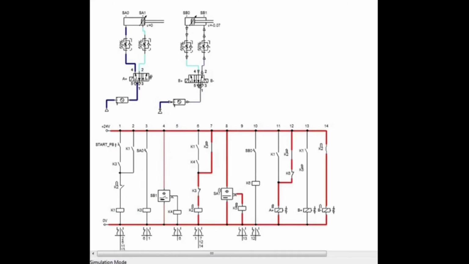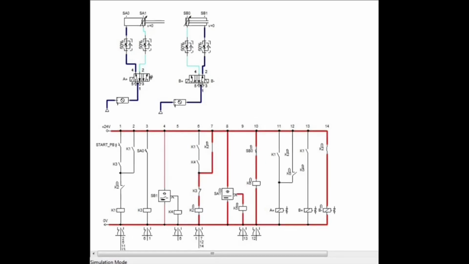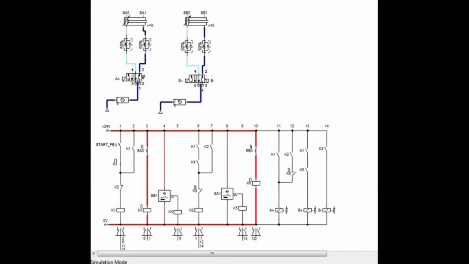K2 will deactivate K1 and stop the current flow to the solenoid valve B plus. K2 will allow current to the solenoid valve B minus. B minus at the 5 to 2 way valve will actuate and allow airflow to retract the cylinder. K4 is deactivated. When cylinder B is fully retracted, SB0 is on and activates K6. K6 will cut the current flow to the solenoid valve A plus. The spring at the 5 to 2 way valve will return the valve to its rest position.